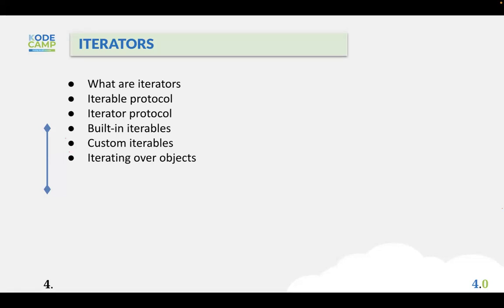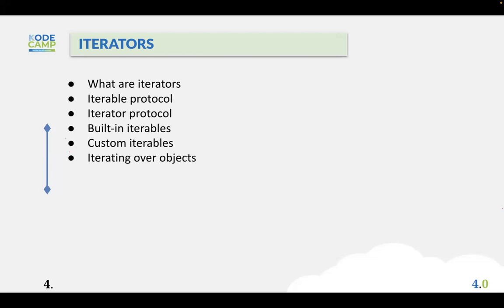Now, the iterator object: when you use an iterable object in an iterator context, JavaScript calls the object's Symbol.iterator method behind the scenes. This method is expected to return an iterator object. So what is the iterator object? The object that contains at least two properties. The first property is the value, and the second property is done, which is actually a Boolean.